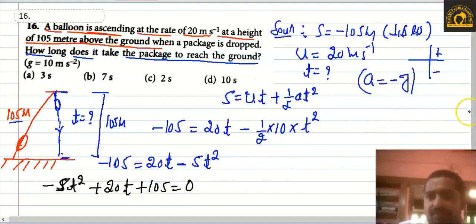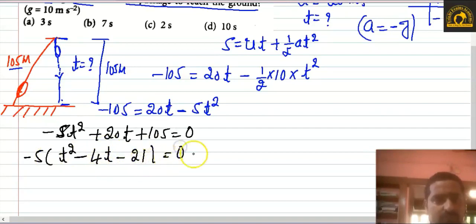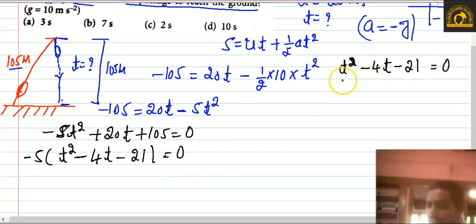So then 5 is common. Taking minus 5 common, then it is plus t square minus 4t minus 21, that is equal to 0. So then t square minus 4t minus 21 is equal to 0.